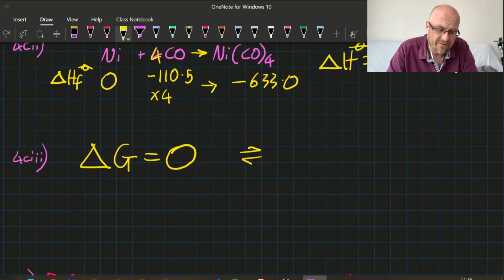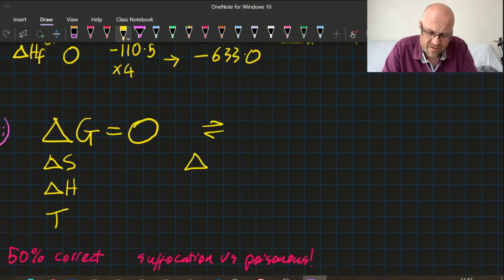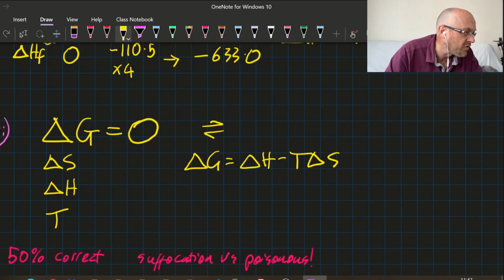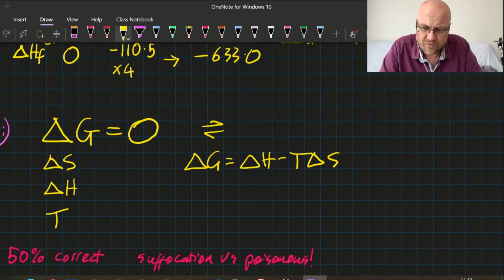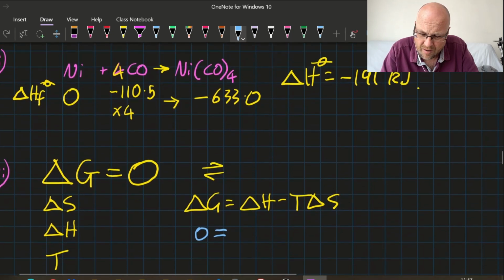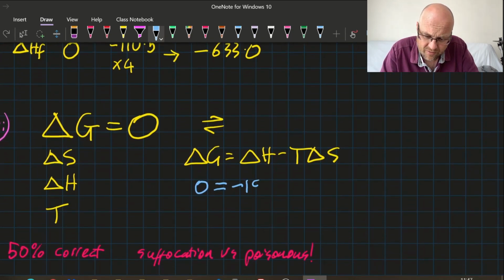I've also got a value for delta S, I've got a value for delta H, and they're asking me about temperature. Delta G is delta H minus T delta S. Isn't it just that? I'm putting the numbers in. I'm going to cheat. Little tricks. Here we go. So that's going to be 0. Delta H was minus 191. Temperature's T.